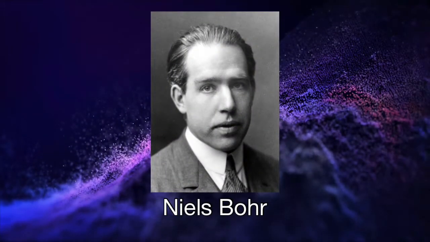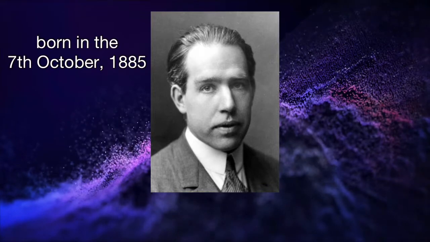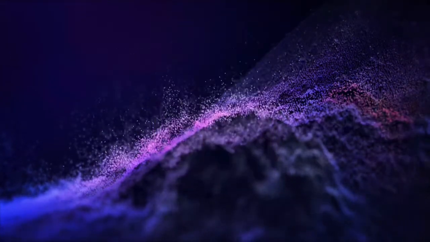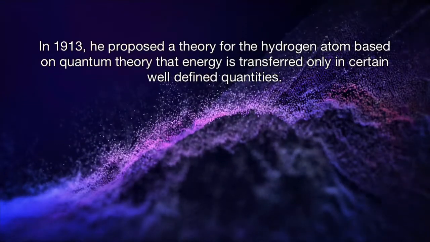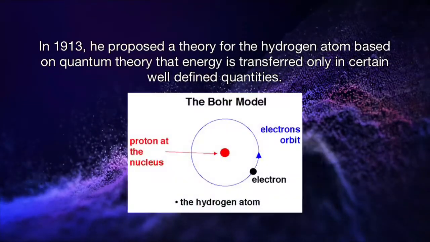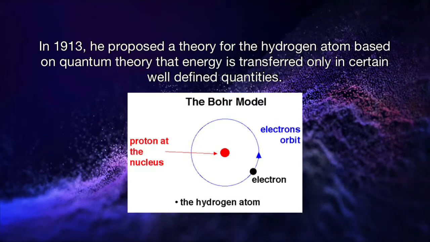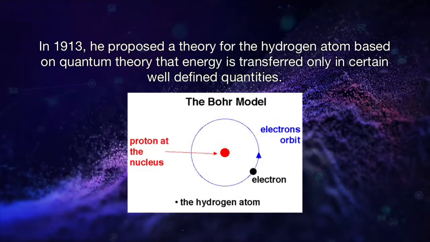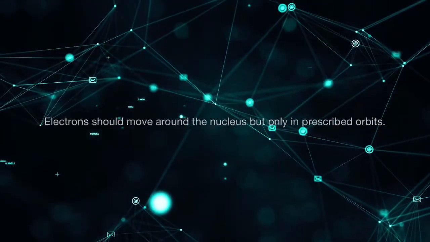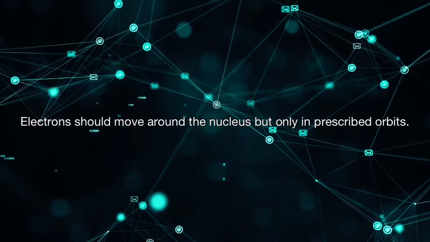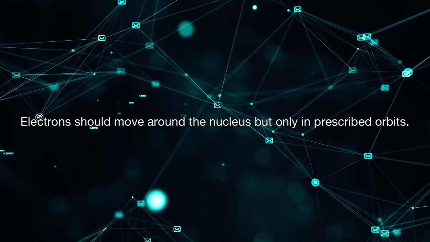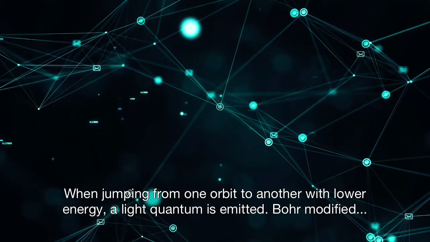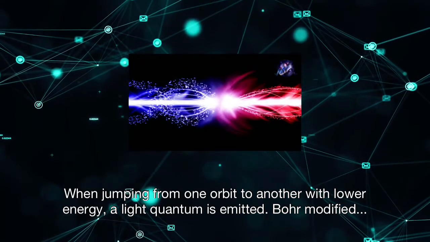Niels Bohr was a Danish physicist born on October 7, 1885 in Copenhagen, Denmark. In 1913, he proposed a theory for the hydrogen atom based on quantum theory, that energy is transferred only in certain well-defined quantities. Electrons should move around the nucleus but only in prescribed orbits. When jumping from one orbit to another with lower energy, a light quantum is emitted.